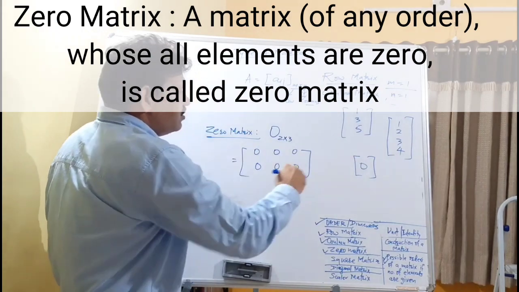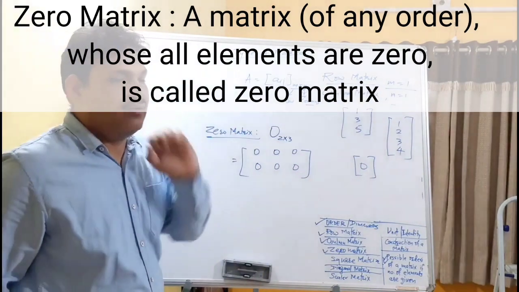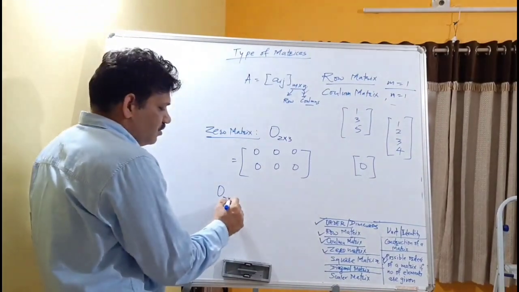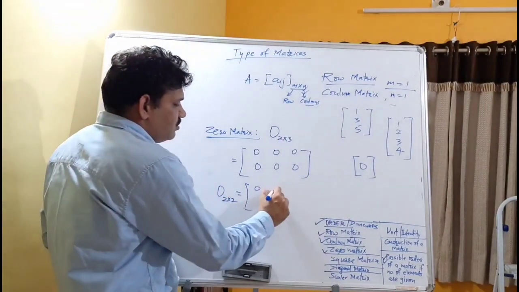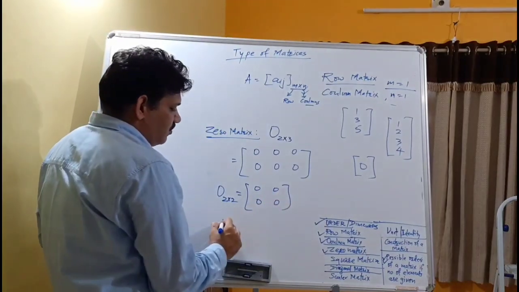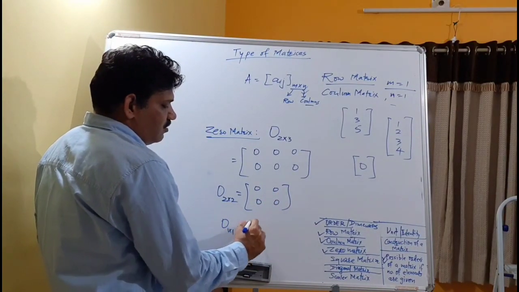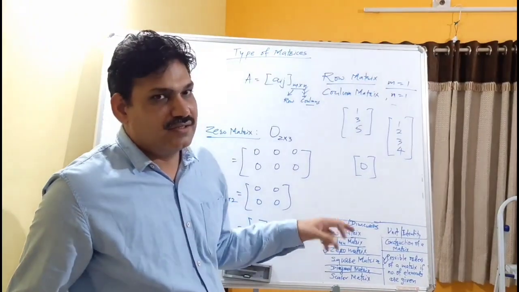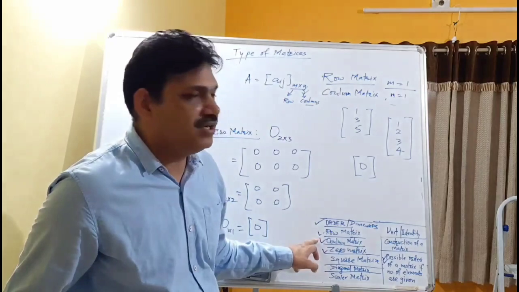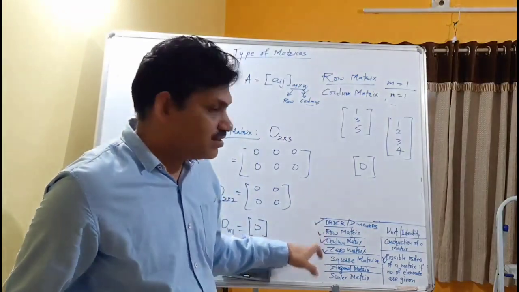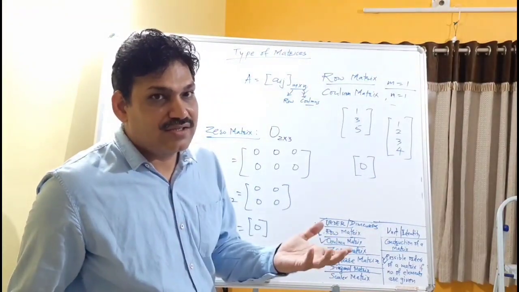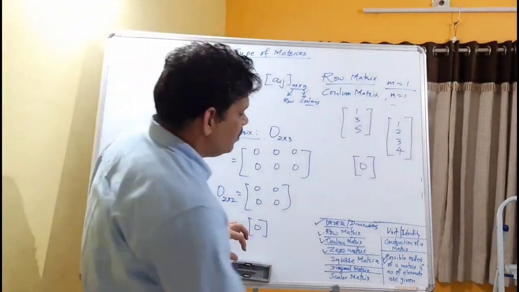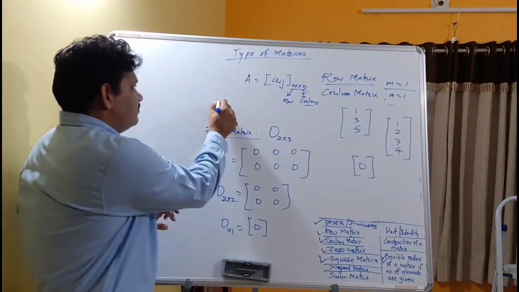It has 2 rows and 3 columns. A zero matrix of order 2 by 2 is just 0, 0, 0, 0. A zero matrix of order 1 by 1 is simply 0. So a row matrix has only one row, a column matrix has only one column, and a zero matrix is a matrix all of whose elements are zero. Now we talk about a square matrix.